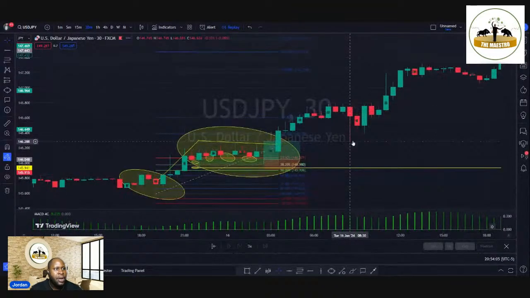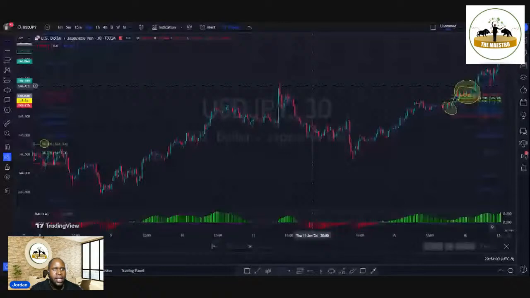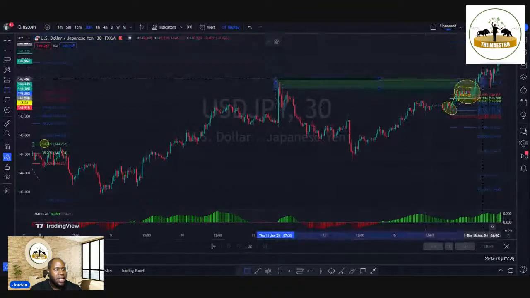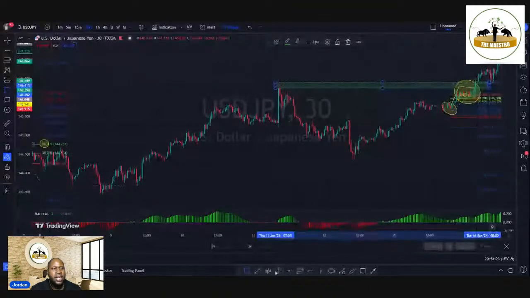So what I'm going to do, I'm going to zoom out. I'm going to try to pinpoint an area that served as resistance. This was a previous area of resistance. All I could do is take this, swing it all the way across, and see if this area could serve the possible area of TP. This is how I'm doing it.